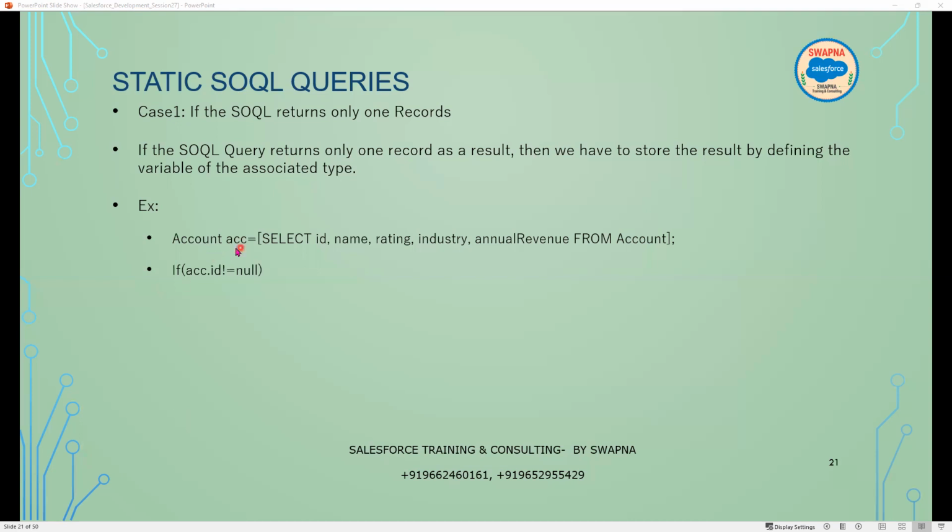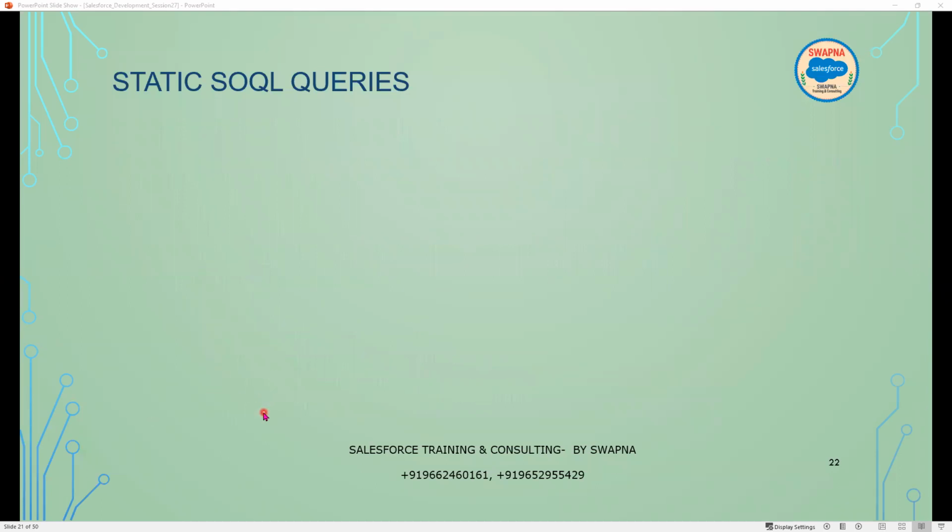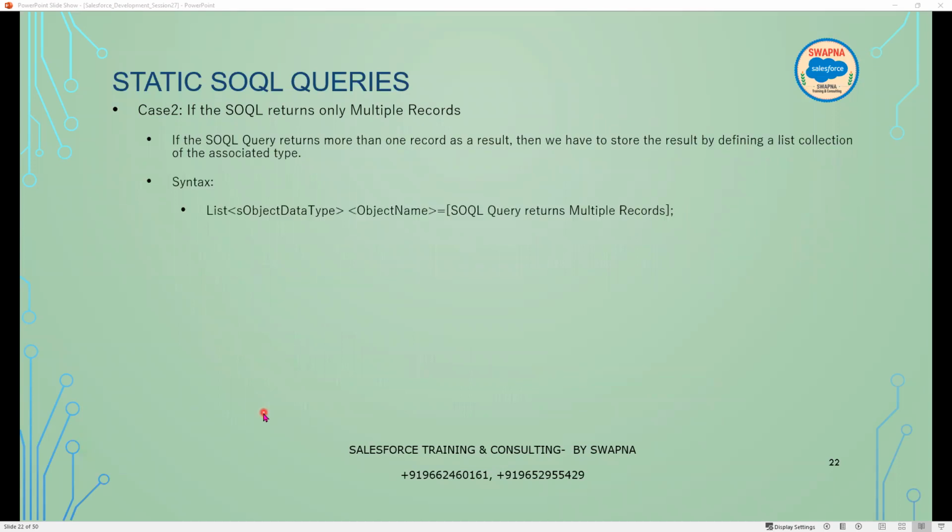You can simply specify acc.id not equal to null. Then you can print the system.debug. What are the values you wanted to print? You can print it. And in case 2, the scenario is, if there are multiple records, then you have to store it into the list collection.